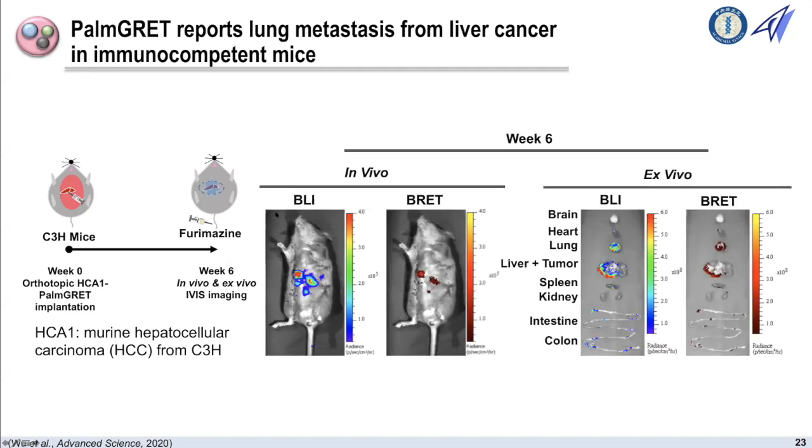So here is the week 6 imaging, in vivo and ex vivo. Here we can see that it reports the majority of our liver cancer here, and both show in a bioluminescent signal and a BRET-induced fluorescent signal. And then after we harvest the organ, we can see that this is the liver plus the tumor signal.